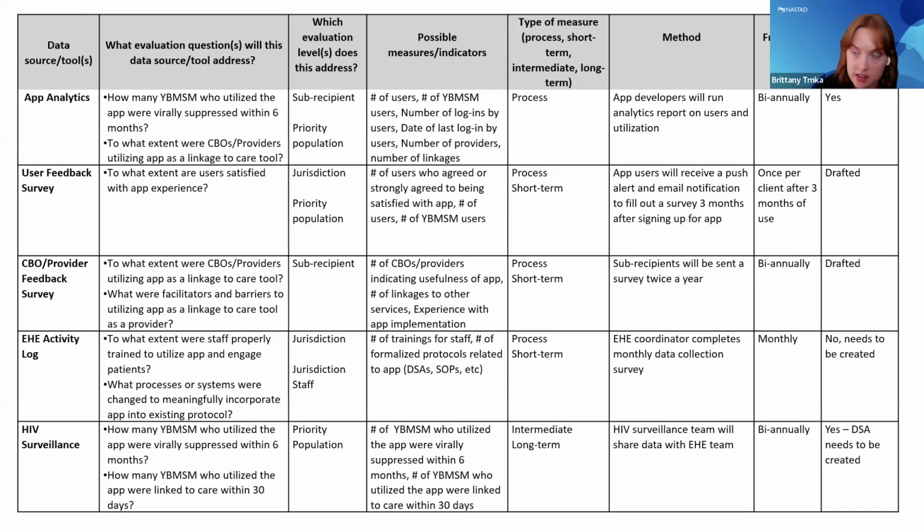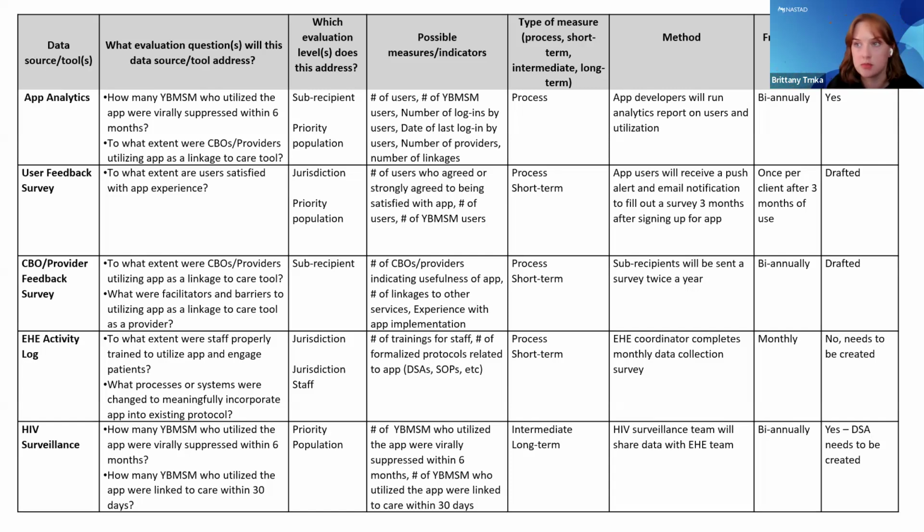So all the way on the left-hand side, we've identified some potential data sources. So we have the app analytics, we have a user feedback survey, we have a community-based organization and provider feedback survey, we have an EHE activity log, and HIV surveillance. Again, depending on what you have access to, what you have capacity for, and how your organization is set up.